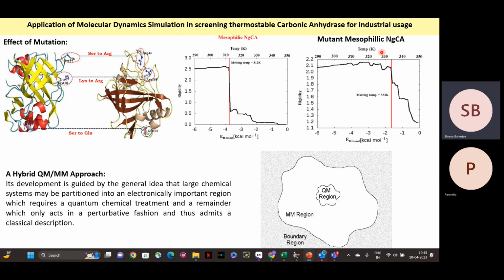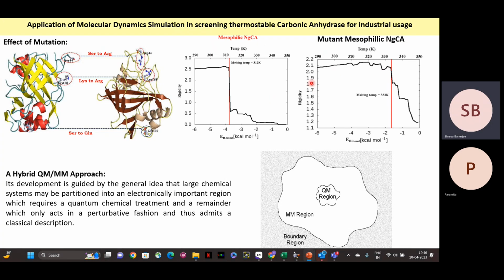But in the mutant mesophilic Ng, where the residues have been mutated so that they become more like SSP, the melting temperature increases from 312 to 333. That means it is stable up to 333 Kelvin and loses its conformation after that. So a mutant has been created which will have the high activity of Ng, but a thermostability has also been introduced so that it is more stable up to a higher temperature.